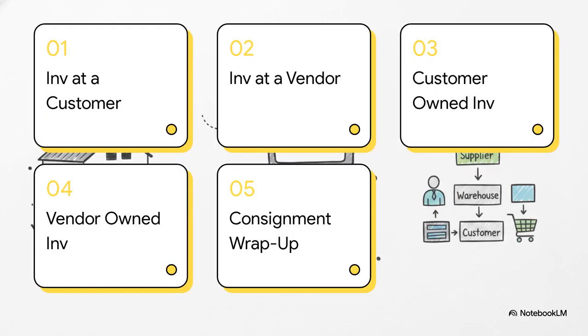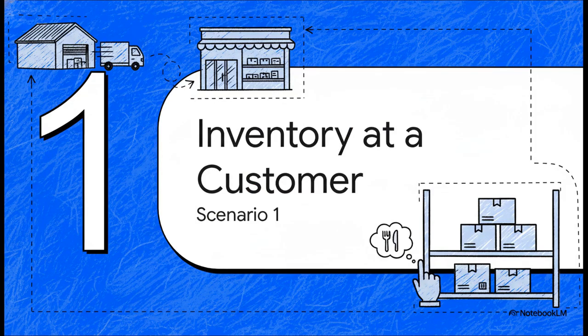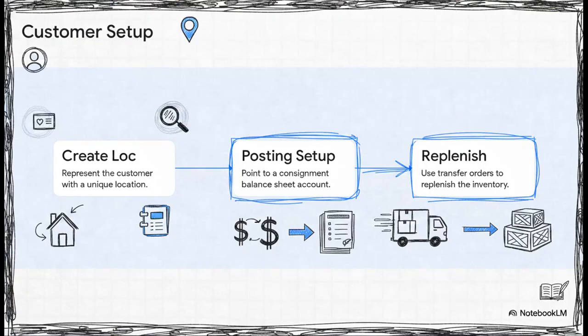So here's our agenda for today. We are going to cover inventory at a customer, inventory at the vendor, customer-owned inventory, and vendor-owned inventory. And then we'll finish everything off with the consignment wrap-up. All right, let's jump straight into scenario number one, inventory at a customer. This first scenario really builds the foundation for tracking goods that are just sitting out there at a customer's location.